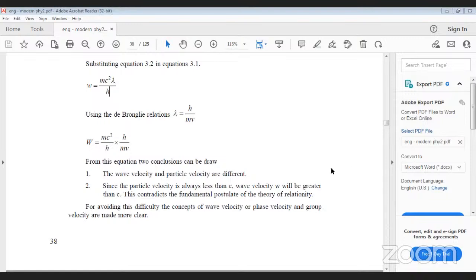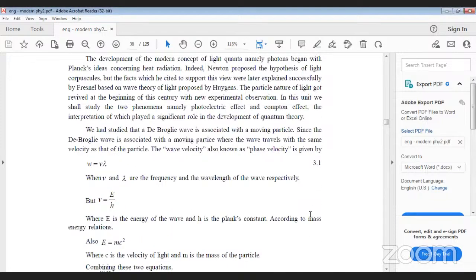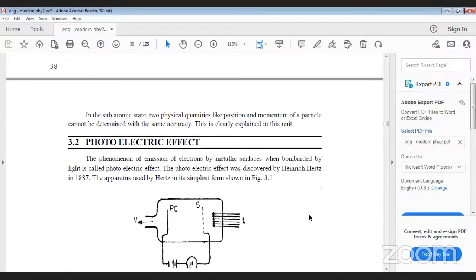Yes, sir. Okay, right. So like that, the wave energy, which is the wave velocity, is greater than the particle velocity. So this may be asked as a short question, only a short question, not an essay. Please remember.